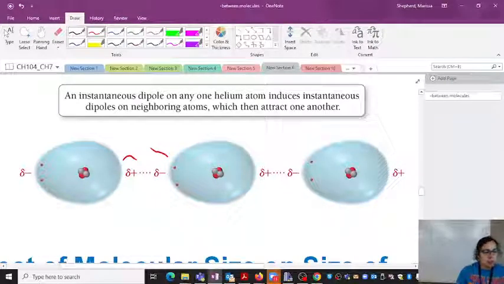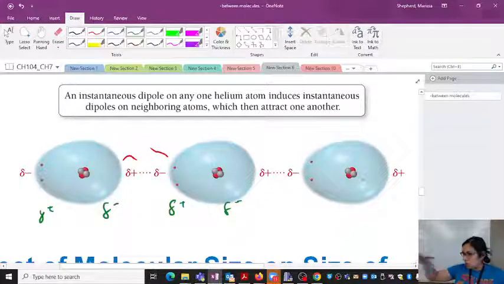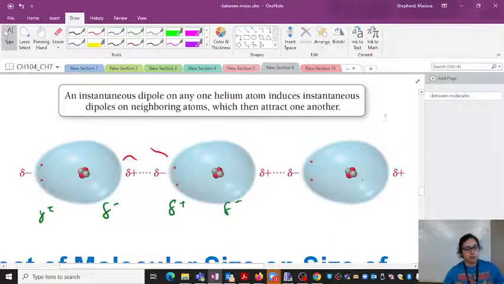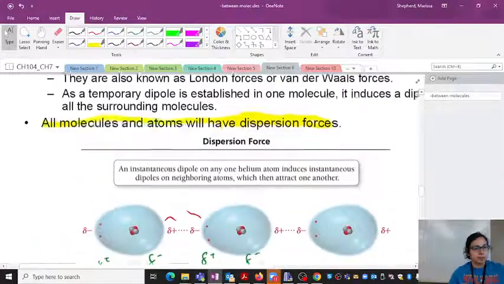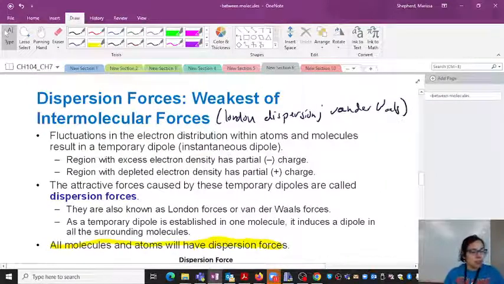So now maybe they can move to this side, and then you'll have the same thing again, where you get a temporary charge, but maybe the partial positive is on the opposite side, your partial negative will move, etc. So these will again kind of move around. And that is why they are the weakest, because they're just from those fluctuations in electron distribution, which gives you a temporary or instantaneous dipole.